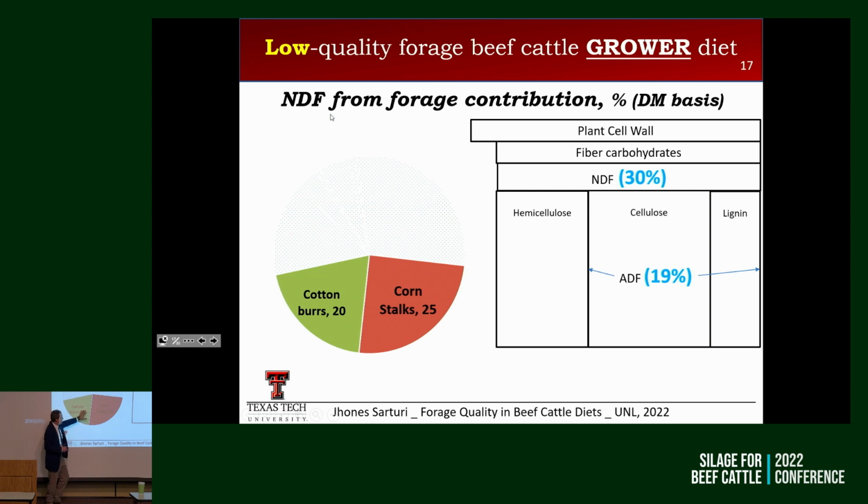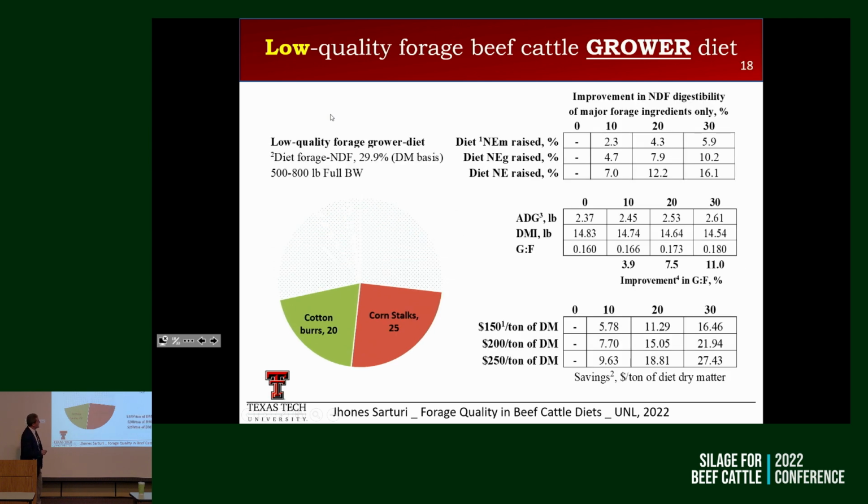So what if I take only these two ingredients, which represent about 30% units of the NDF in this diet, and I increase their fiber digestibility by 10, 20, and 30%? What is the effect of that? That's the first scenario, for the low quality forage diet.